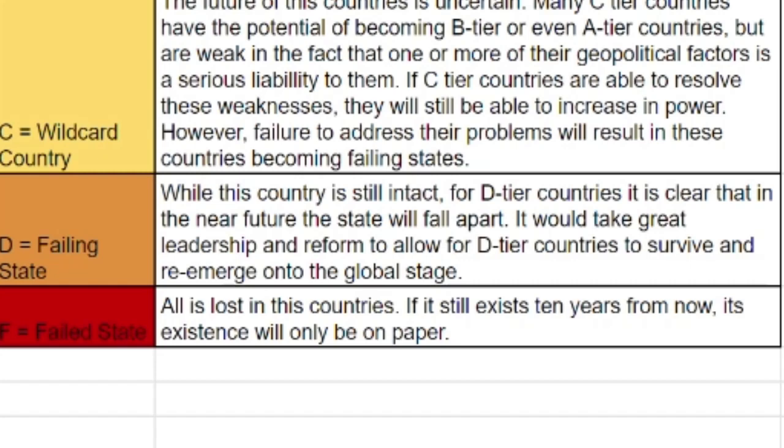Next is D tier. These countries are on the back foot, so to say. These countries have issues which present a threat to their very existence. These nations will become F tier if they don't do anything about it.